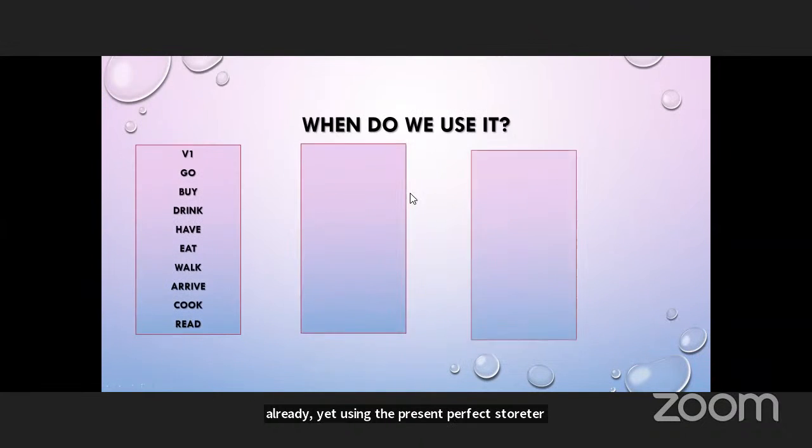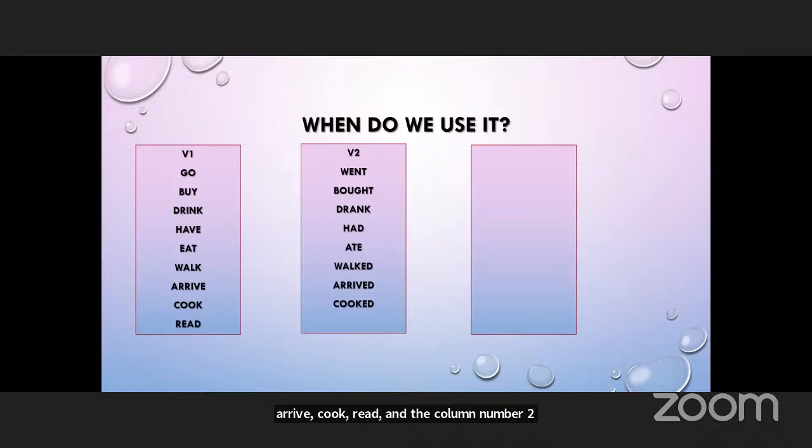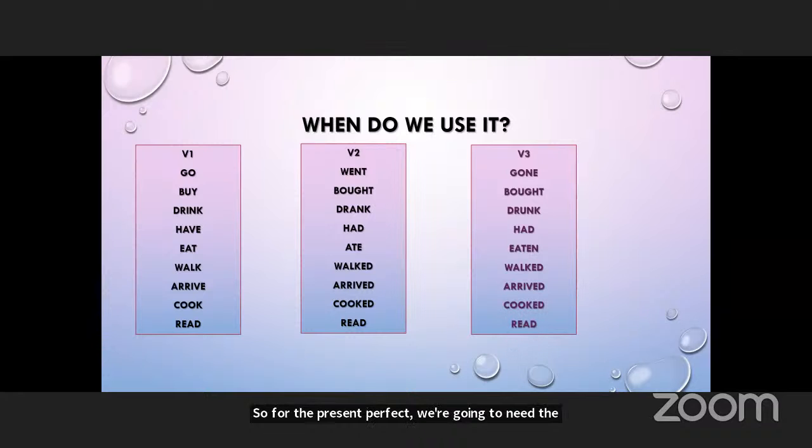Okay, so here once again I'll show you the 3 different columns for all the verbs, regular and irregular verbs. Okay, column number 1, the verb in present: go, buy, drink, have, eat, walk, arrive, cook, read. And the column number 2, past. And in the column number 3, past participle. So for the present perfect, we're going to need the column number 3. Para lo que estamos estudiando en este momento, el presente perfecto, necesitamos la columna 3 de los verbos. ¿Ok? Gone, bought, drunk, had, walked, arrived, cooked, read. Okay? So that is the content that we'll need for the present perfect.